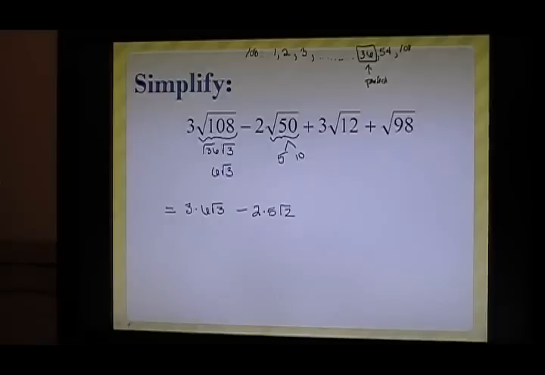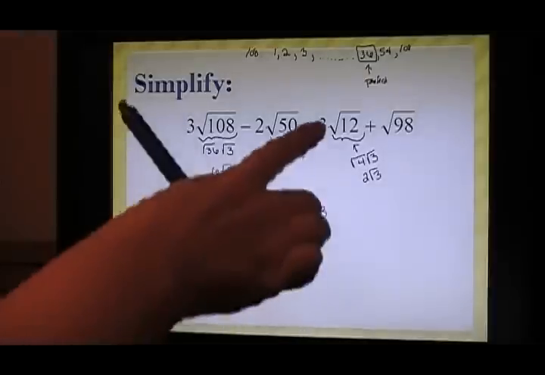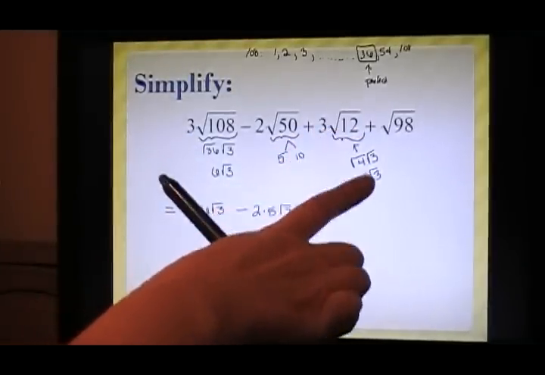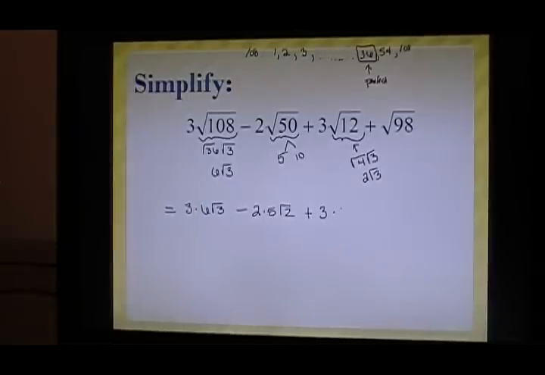Okay, and now we're on the 3 root 12. 12 is divisible by 4, so I'm going to do it that way because I can recognize that 4 goes into 12. So that's the square root of 4 times the square root of 3, which is 2 root 3. So I have plus 3, this is my 3 here, times the simplification of the square root of 12, which is 2 root 3.